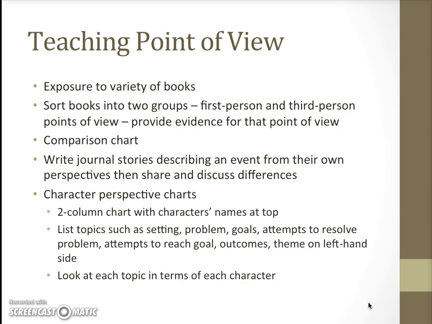We could make character perspective charts. It would be a 2-column chart, and we'd put the characters' names at the top, and then along the left-hand side we could list some topics such as setting, problem, goals, attempts to resolve the problem, and so forth. And then we would look at each character in terms of those things. It'd be interesting, let's say there's one character who lives in the city and one who lives in the country. So the setting for the one character is going to be the city, for the other character is going to be the country. And then you can begin to delve into that. Does the fact that they live where they live affect what else happens in the story?